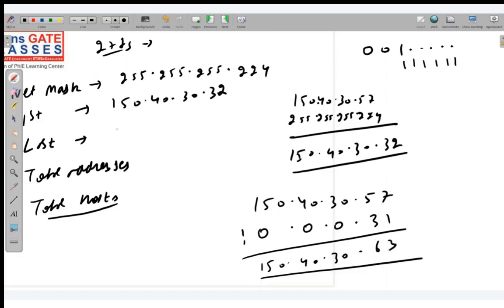So this is our last address. Last address is 150.40.30.63. Please let me know if you have any doubt here.